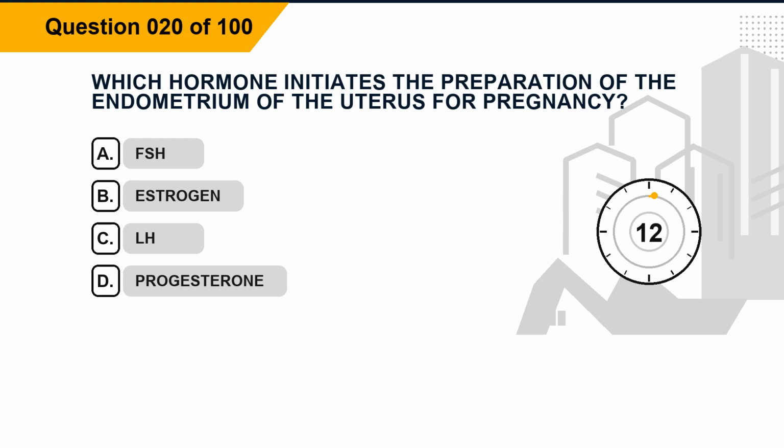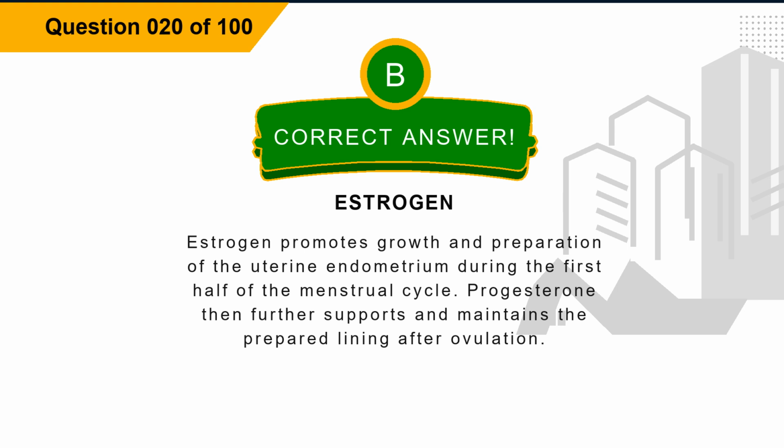Question 20. Which hormone initiates the preparation of the endometrium of the uterus for pregnancy? Option A, FSH. Option B, estrogen. Option C, LH. Option D, progesterone. The correct answer is option B, estrogen. Explanation: estrogen promotes growth and preparation of the uterine endometrium during the first half of the menstrual cycle. Progesterone then further supports and maintains the prepared lining after ovulation.